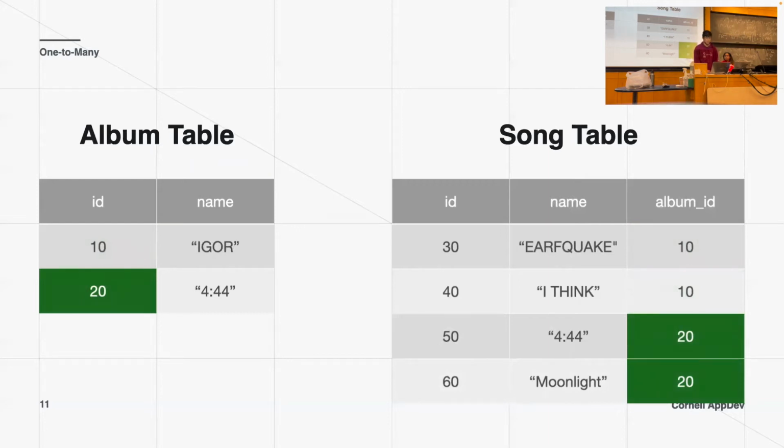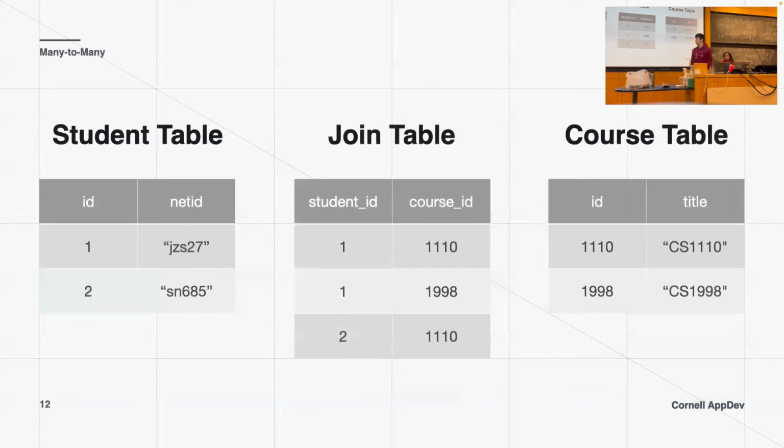Okay, hopefully that makes sense. Finally, we have the many-to-many relationship. So students and courses, right? Multiple students can be enrolled in one course, and one student can take multiple courses, right?